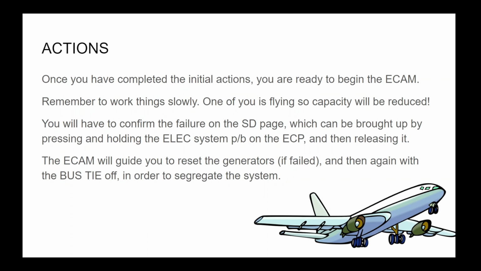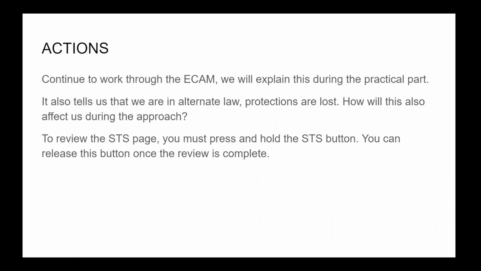Once you have completed the initial actions, you are ready to begin the Ecam. Remember to work things slowly, as one of you is flying so capacity will be reduced. You will have to confirm the failure on the SD page, which can be brought up by pressing and holding the ELEC system push button on the ECP, and then releasing it. The Ecam will guide you to reset the generators, if failed, and then again with the bus tie off, in order to segregate the system. Continue to work through the Ecam, and we will explain this along the way during the practical part.